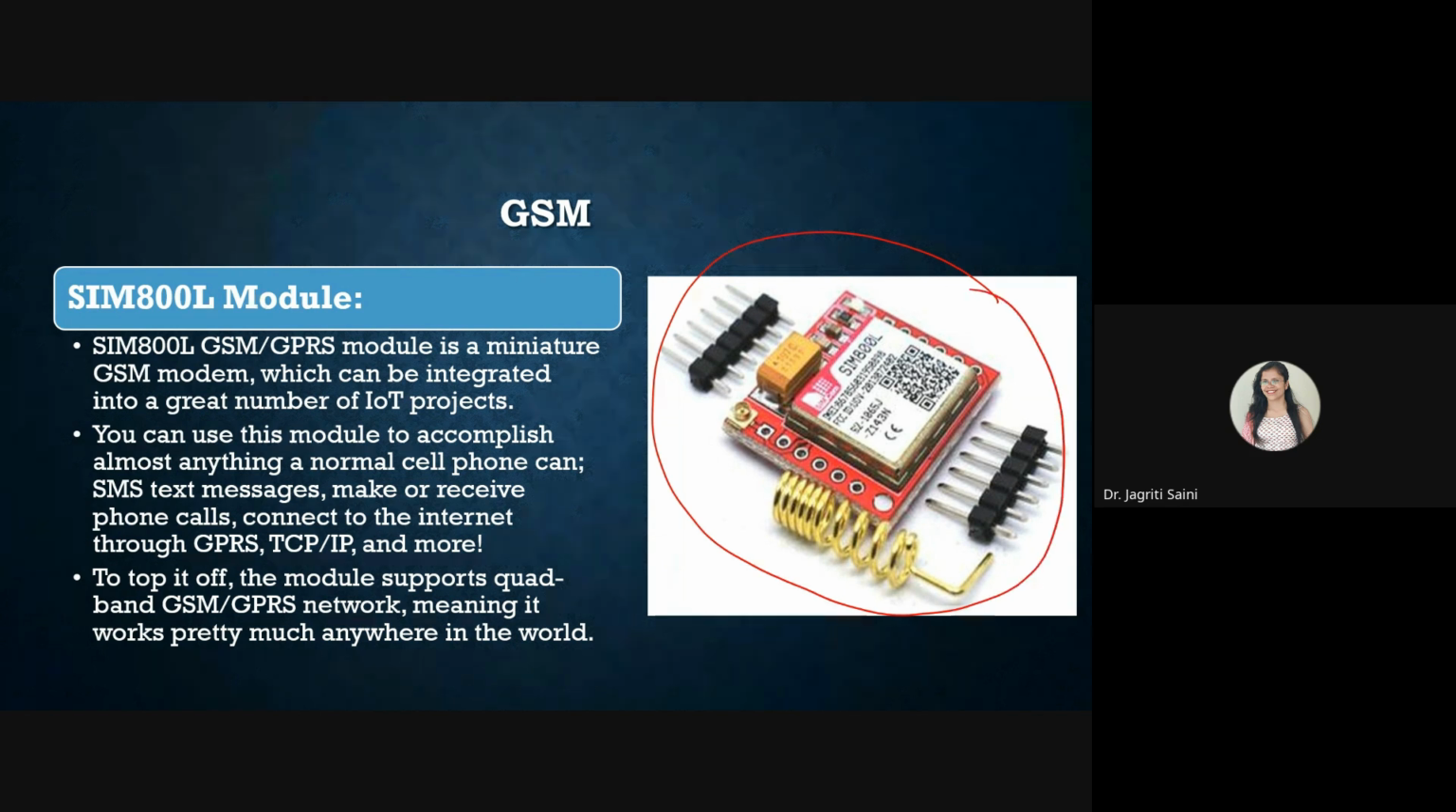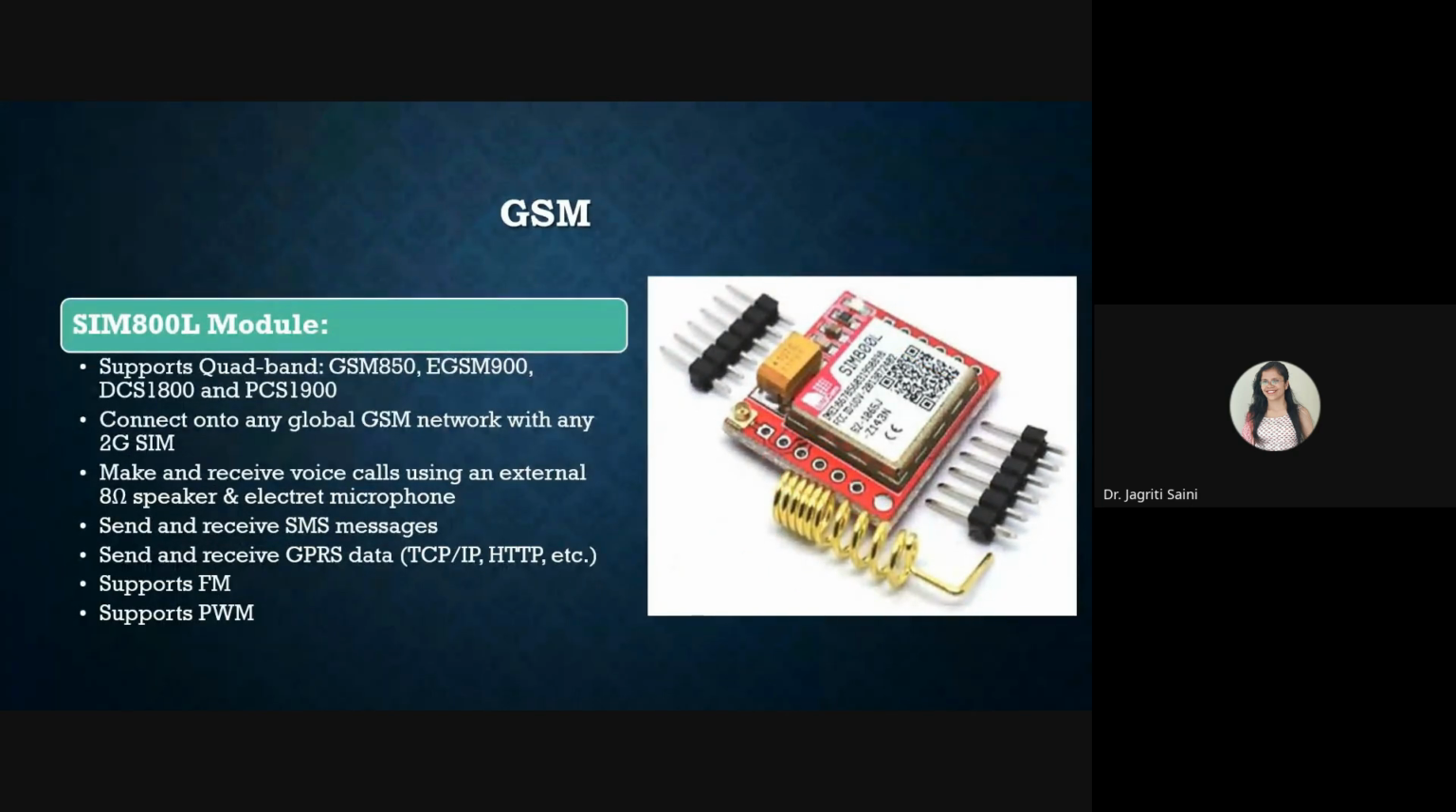A few pins you may have to solder on this side or on this side. Sometimes it comes with the soldered option already. This is an antenna that you may have to mount on the chip, and accordingly it will catch signal and it will start communication. With this 800L module, it supports quad band operation. That was the most interesting part of this.